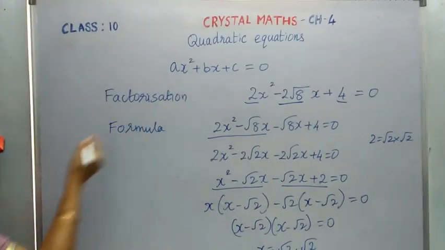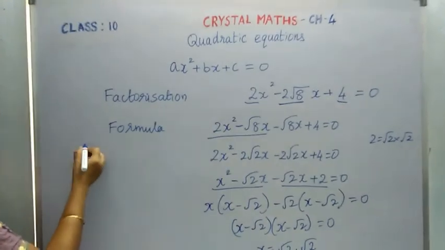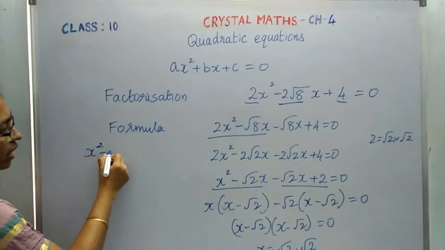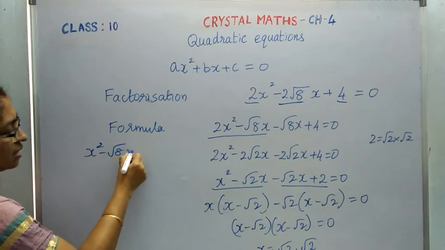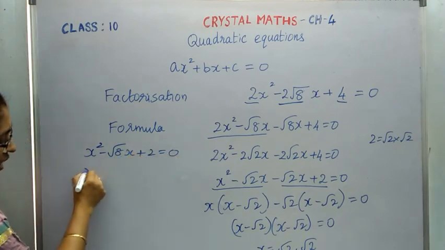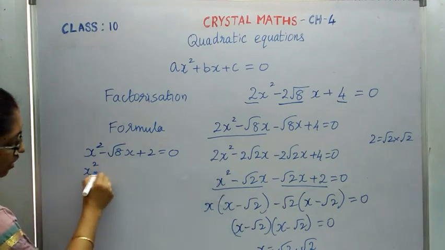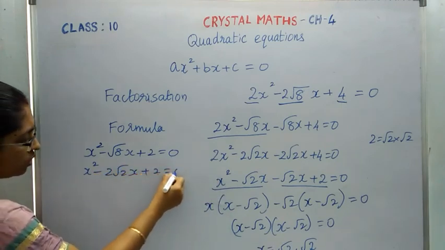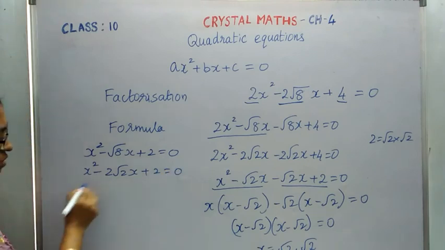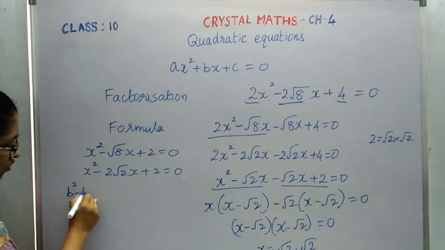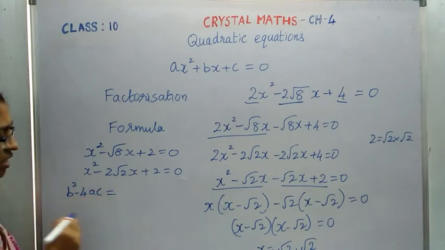In formula, let us do that work now here in first step itself, that is by dividing by 2. We are getting x square minus root 8x plus 2 equal to 0. Root 8x I can write as minus 2 root 2x plus 2 equal to 0. Now, we will use the formula. B square minus 4AC. Let us check that one discriminant in beginning itself.